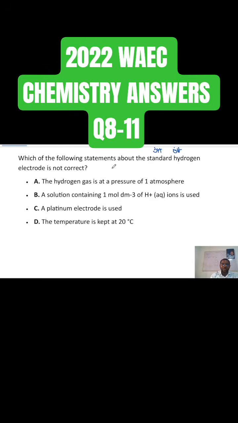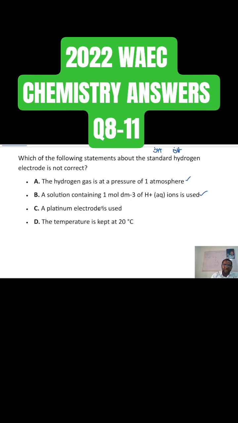Next one says, which of the following statements about the standard hydrogen electrode is not correct? A says hydrogen gas is at a pressure of 1 atmosphere. This is correct. B says a solution of 1 mole per dm cube of hydrogen ion is used. This is correct, because the standard state concentration must be 1 mole, pressure must be 1 atmosphere.